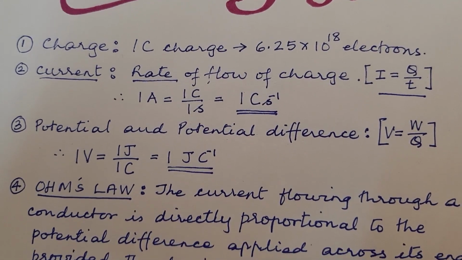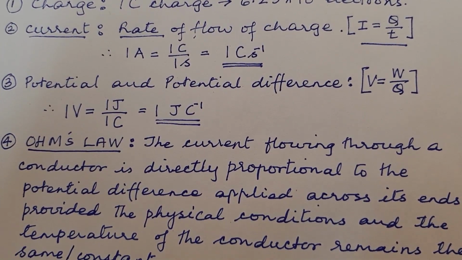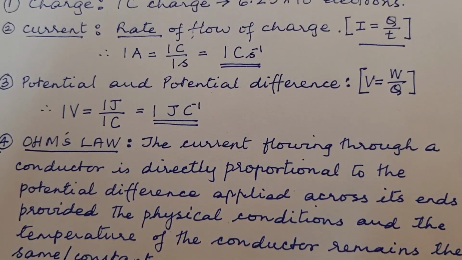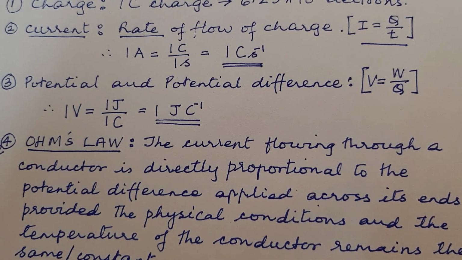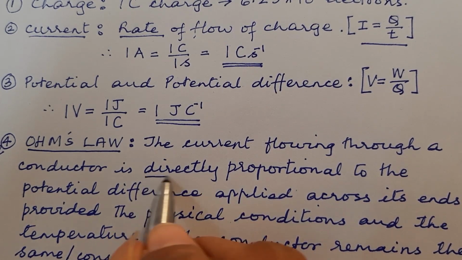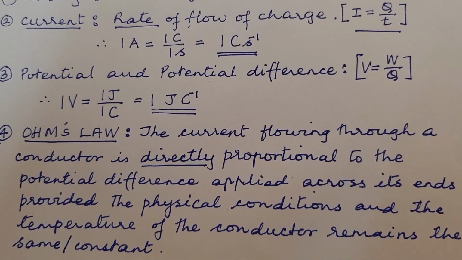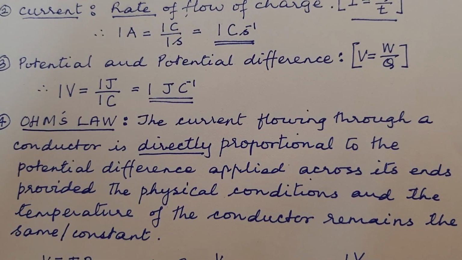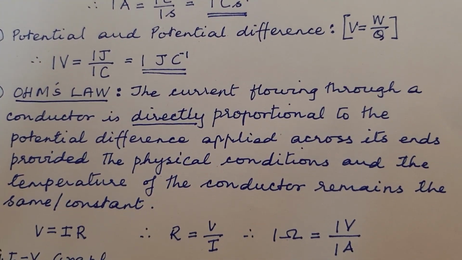That brings us to point number 4, which is Ohm's law. Ohm's law is important at all times. And so Ohm's law, the statement goes, the current flowing through a conductor is directly proportional to the potential difference across its ends, provided the physical conditions and the temperature of the conductor remain the same or remain constant. So that brings us to another question based on Ohm's law.